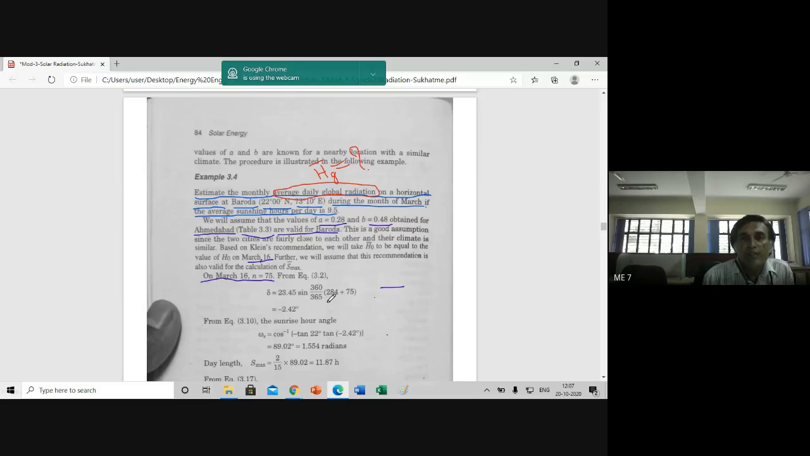Now, you know this equation, the declination equation. Yesterday I have solved it. In this declination equation, all these are constants. Only the variable is this one. So that value is substituted here. Then you are going to get the delta value as minus 2.42 degree.